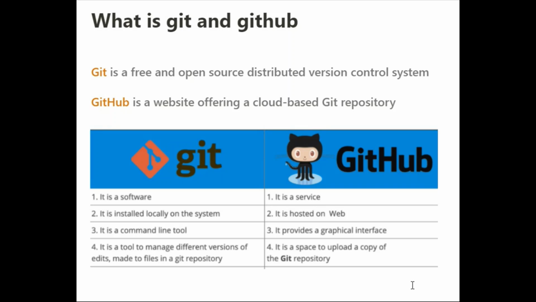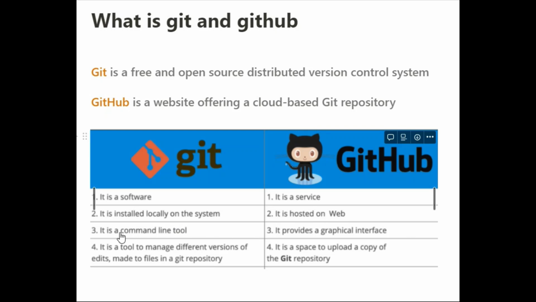Git is a free and open source distributed version control system, whereas GitHub is a website that offers a cloud-based Git repository. I have put down the key differences between Git and GitHub. The first one, Git, is a software, and GitHub is a service. Second, Git is installed locally on the system, and GitHub is hosted on the web.